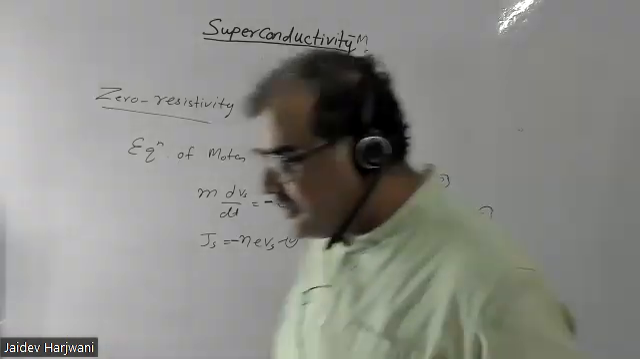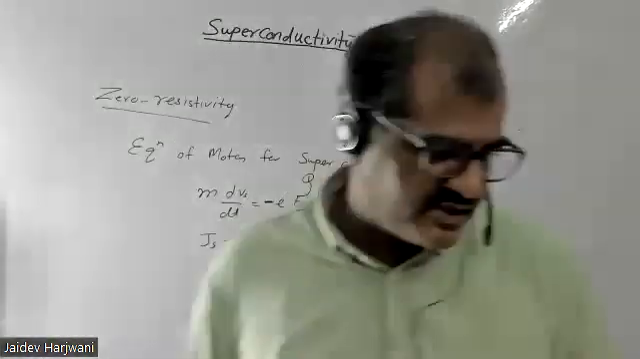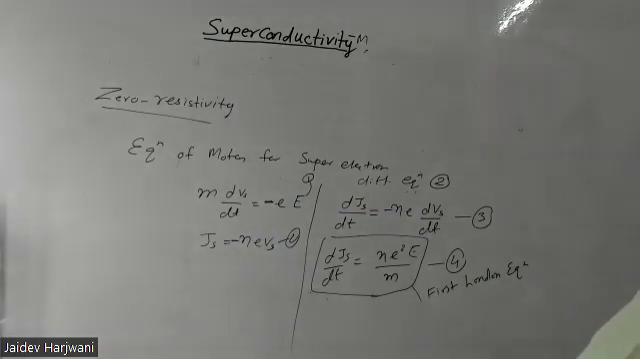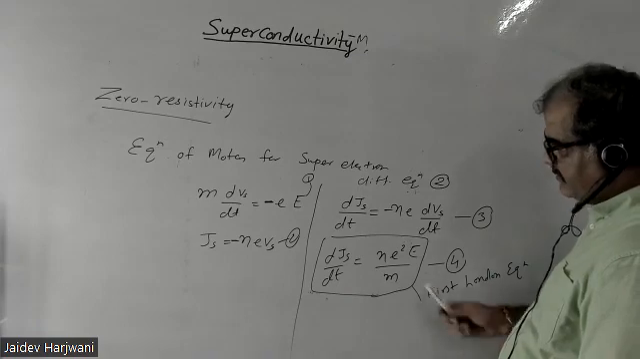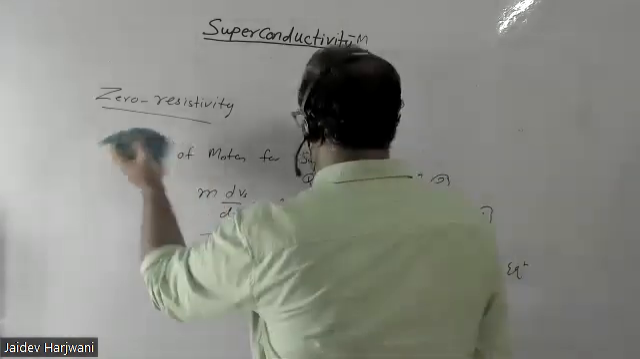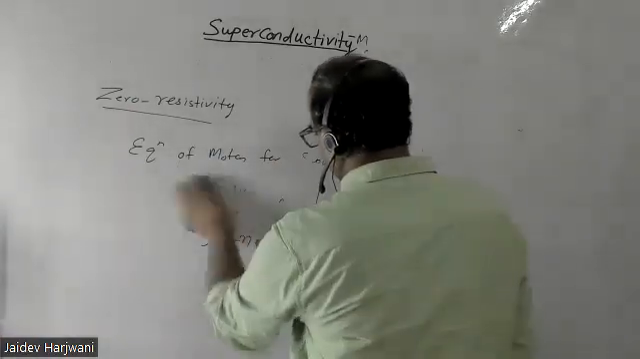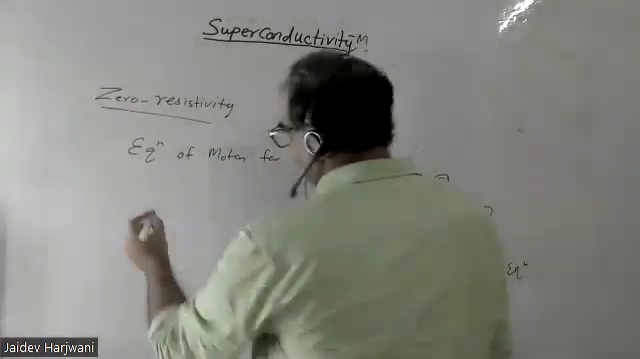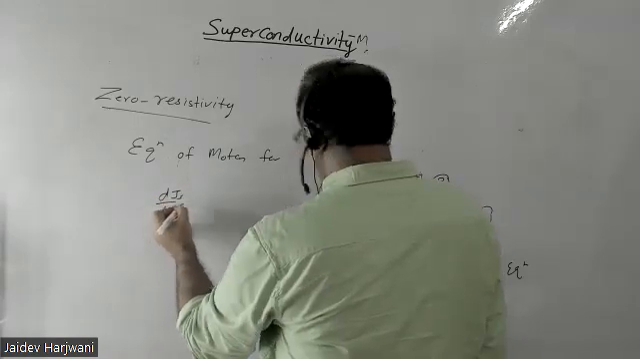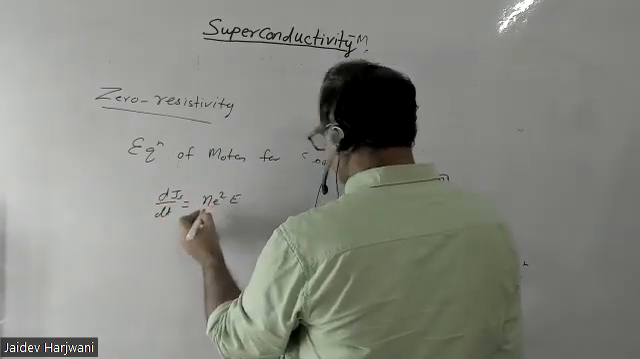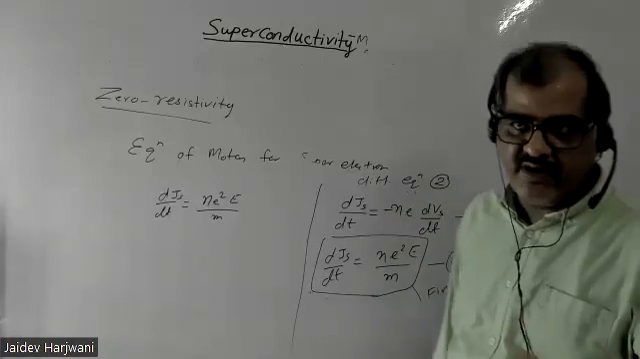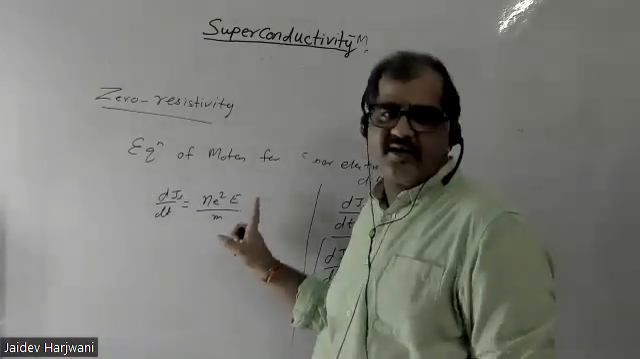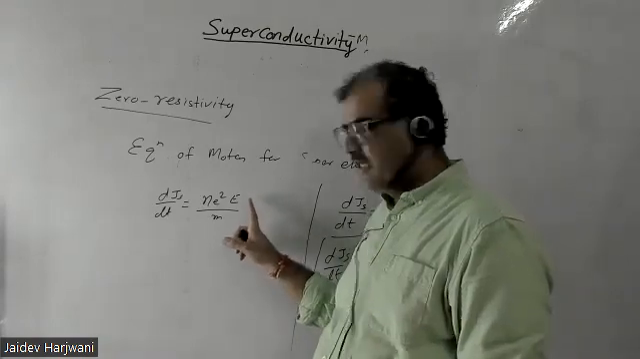Now clearly look at this equation and tell me, what is the meaning of this equation? What is this equation suggesting? The change in current density for a super electron is directly proportional to the electric field. Very good. I am writing this equation once again: dJs by dt is equal to n e squared E upon m. If I want to change the current, only then do I require an electric field.